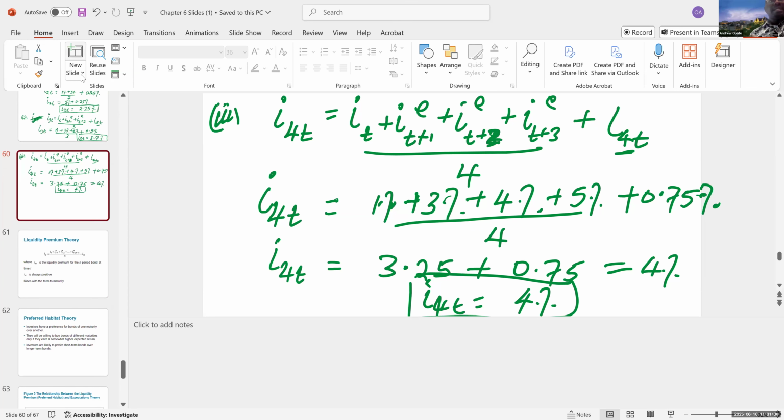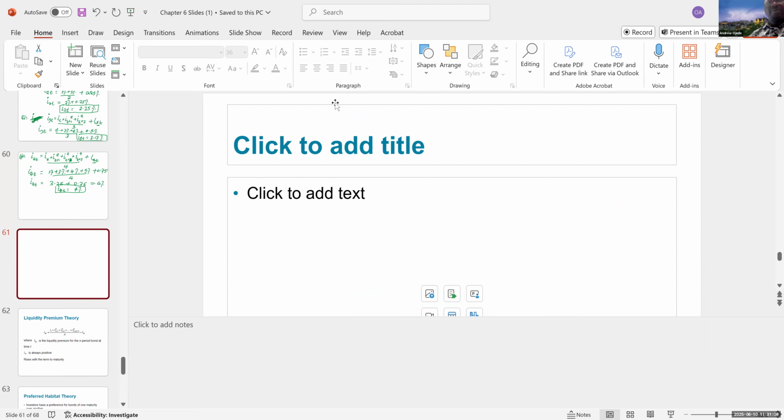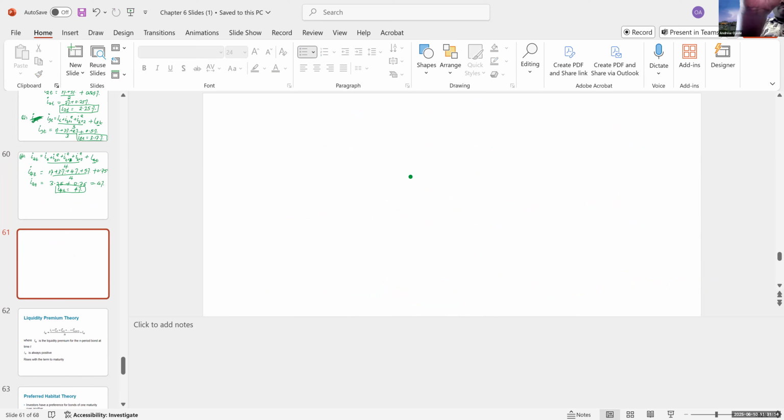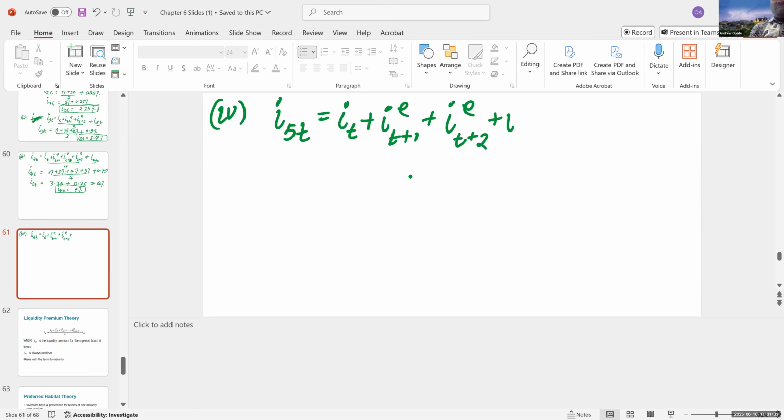Okay. Then the last one, the interest rate on a 5-year bond, which is the I5T. So Roman 4 is your I5T, which is just going to be the interest rate on a 1-year bond today, plus the interest rate on a 1-year bond expected 1 year from today, plus expected 2 years from today, plus expected 3 years from today, plus expected 4 years from today. You divide this by 5, right? Then you add the liquidity premium on a 5-year bond.